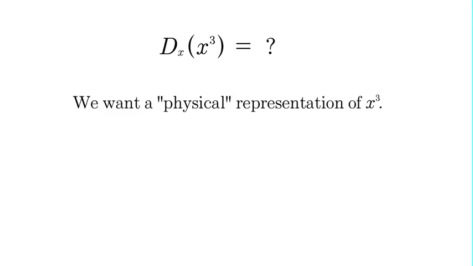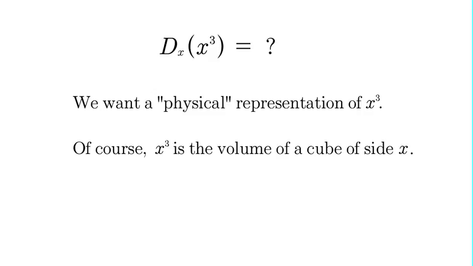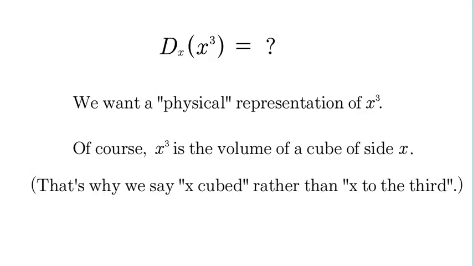How are we going to do that? What we want is a physical representation of x cubed. I'm not talking about a graph. I'm talking about something from the real world, something we can really see and get our minds around. We want a physical representation of x cubed. What would that be? Well, we all know that the volume of a cube of side x is x cubed. So that volume of a cube is a physical representation of x cubed. I mean, of course, that's why we say x cubed sometimes rather than saying x to the third.